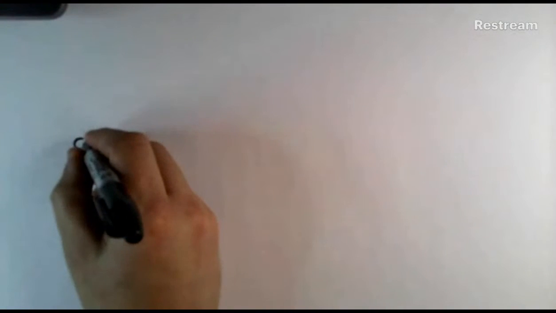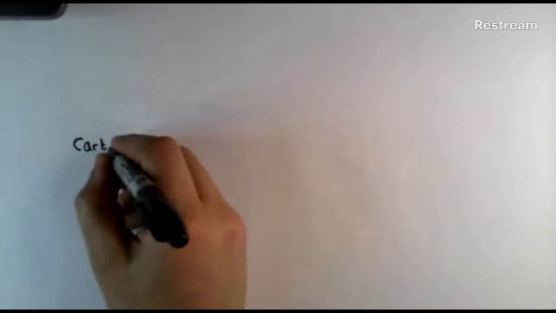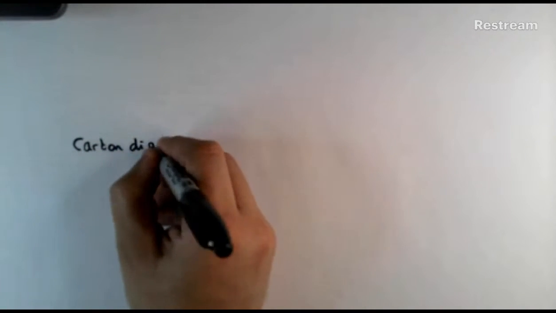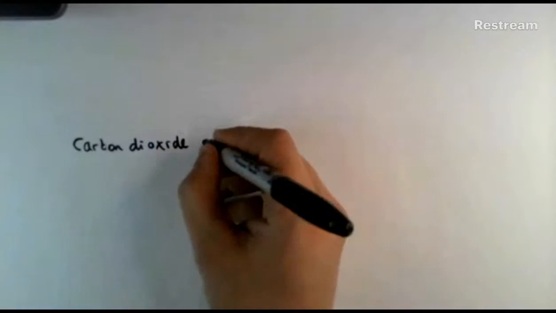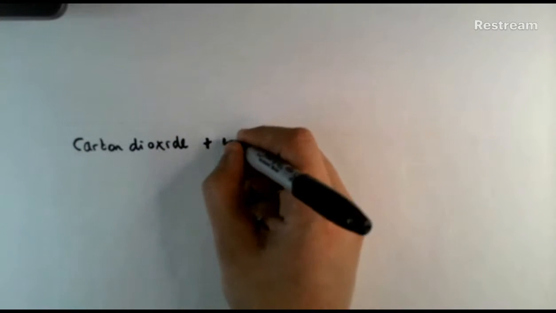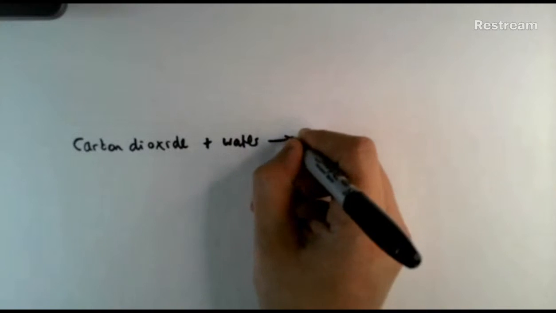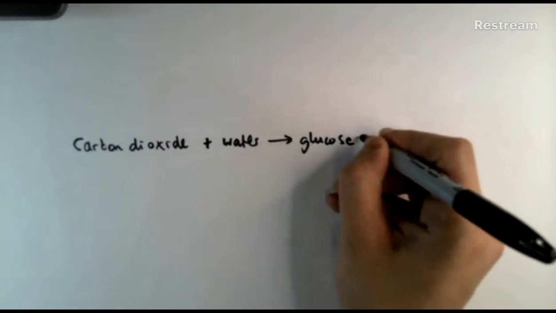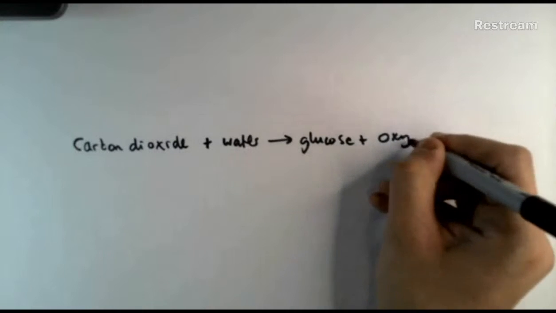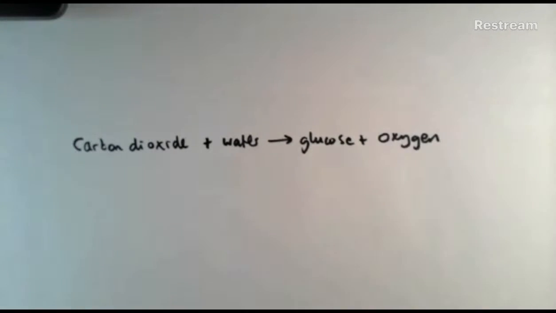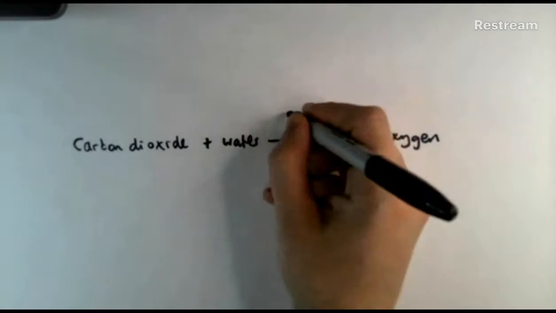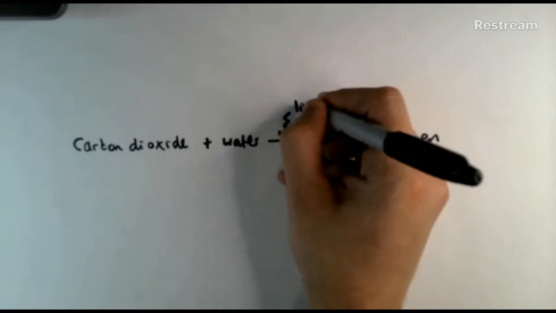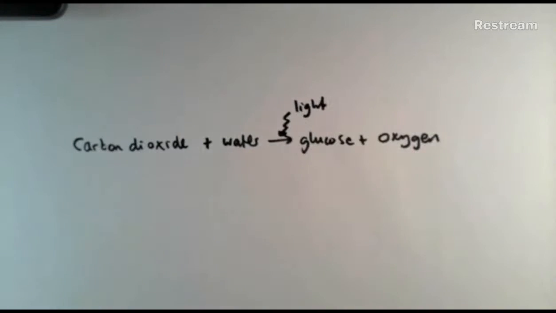...is carbon dioxide reacts with water to form glucose plus oxygen. And it is an endothermic reaction and it requires light. Okay, and it requires light for this to happen.